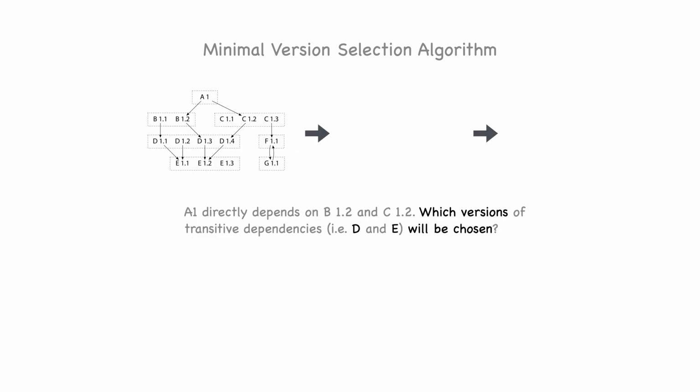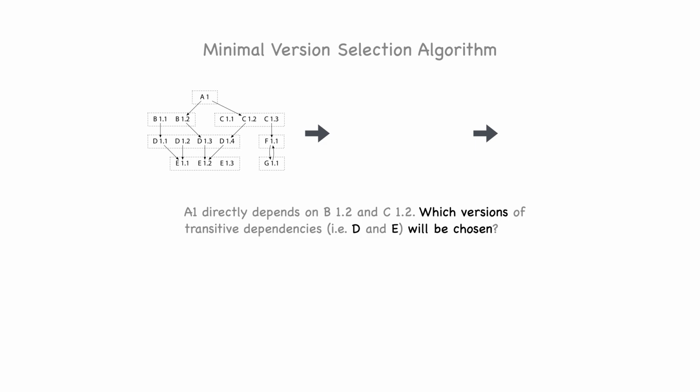So now I pick the example from the link to explain this. This is an external dependency graph. A1 directly depends on B1.2 and C1.2. The question is, which transitive dependency versions, in this example of B, D, and E, will be chosen?